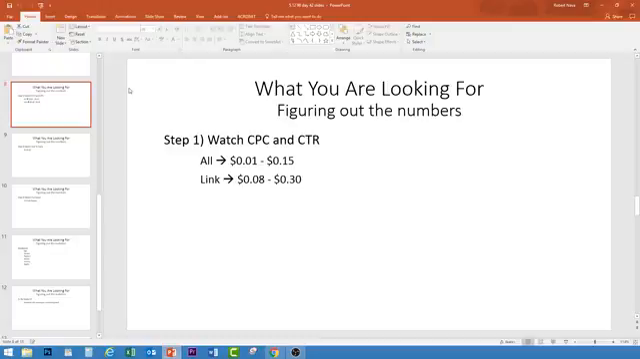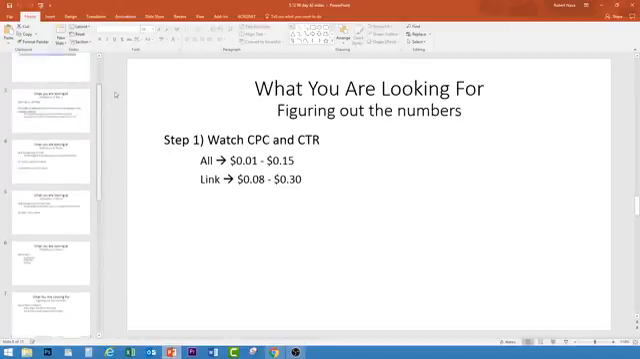So now imagine we've done that. Imagine that we've got some ads up and we've put some content on our store, and now we just want to run some more ads and figure out more about what numbers mean what, and what I should be doing with this campaign. Okay, well, step 1 is you're going to watch your cost per click and your click-through rate.